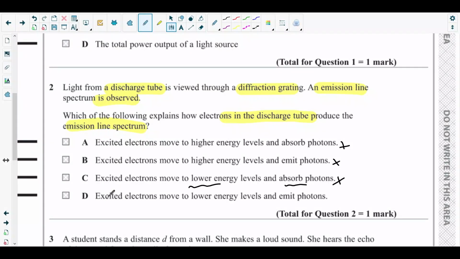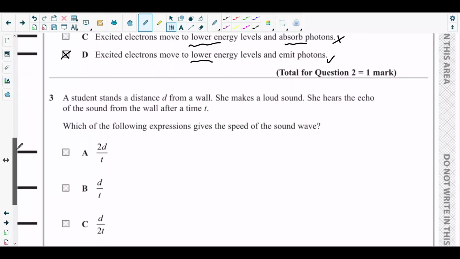So what does D say? Excited electrons move to lower energy levels and emit photons. Exactly. When de-excitation occurs, electrons release energy in the form of photons and they get to a lower energy level from a higher energy level. So the answer is D. Okay, next is multiple choice question number 3.